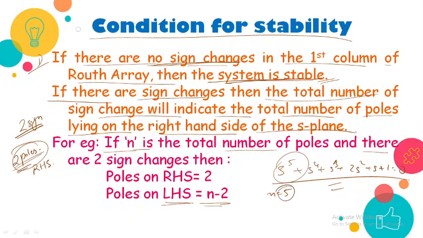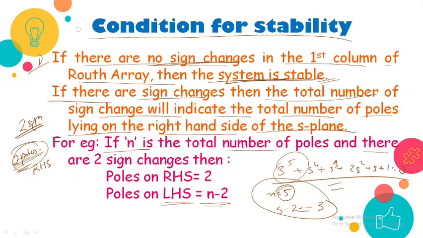So if 5 is the total number of poles, two poles are going to the right hand side, that means 5 minus 2, that is 3 poles will be lying on the left hand side of the s-plane. So with the help of the Routh array, you can determine the stability: if the sign changes, the system is definitely unstable, otherwise the system is stable. If it is unstable, we also get to know how many poles are on the left hand side and how many poles are on the right hand side.